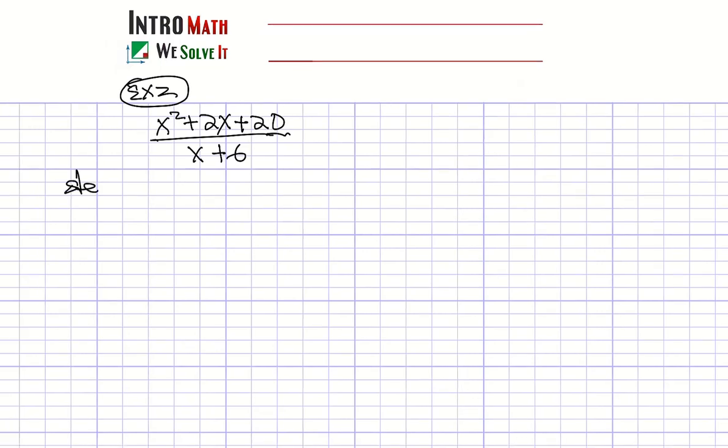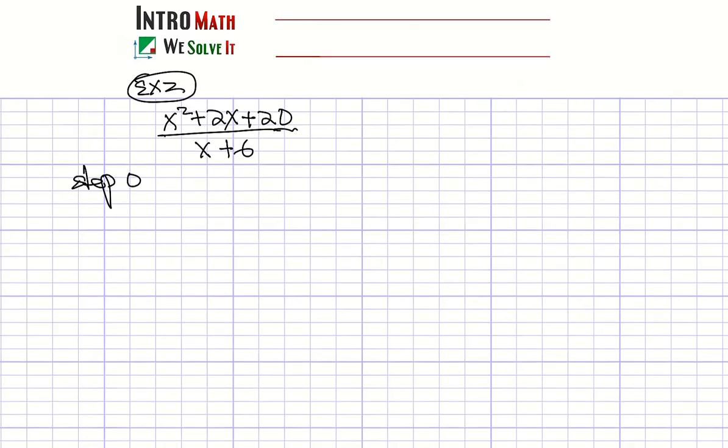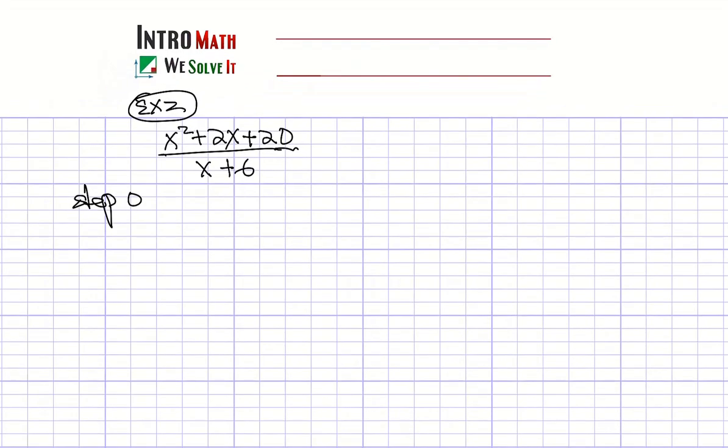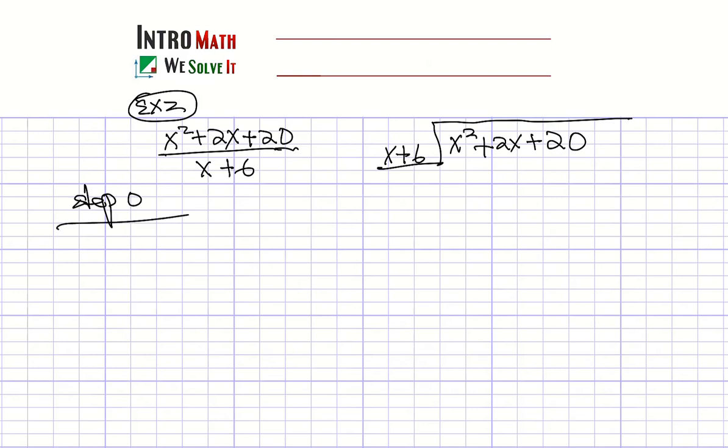Let's do step 0. Okay, step 0 will prepare things. Nothing's wrong with the divisor. So we'll put the divisor x plus 6 like that, and we'll put the dividend there like that, 2x plus 20. See that, right? And then step 0 is done. And then we'll go to step 1.